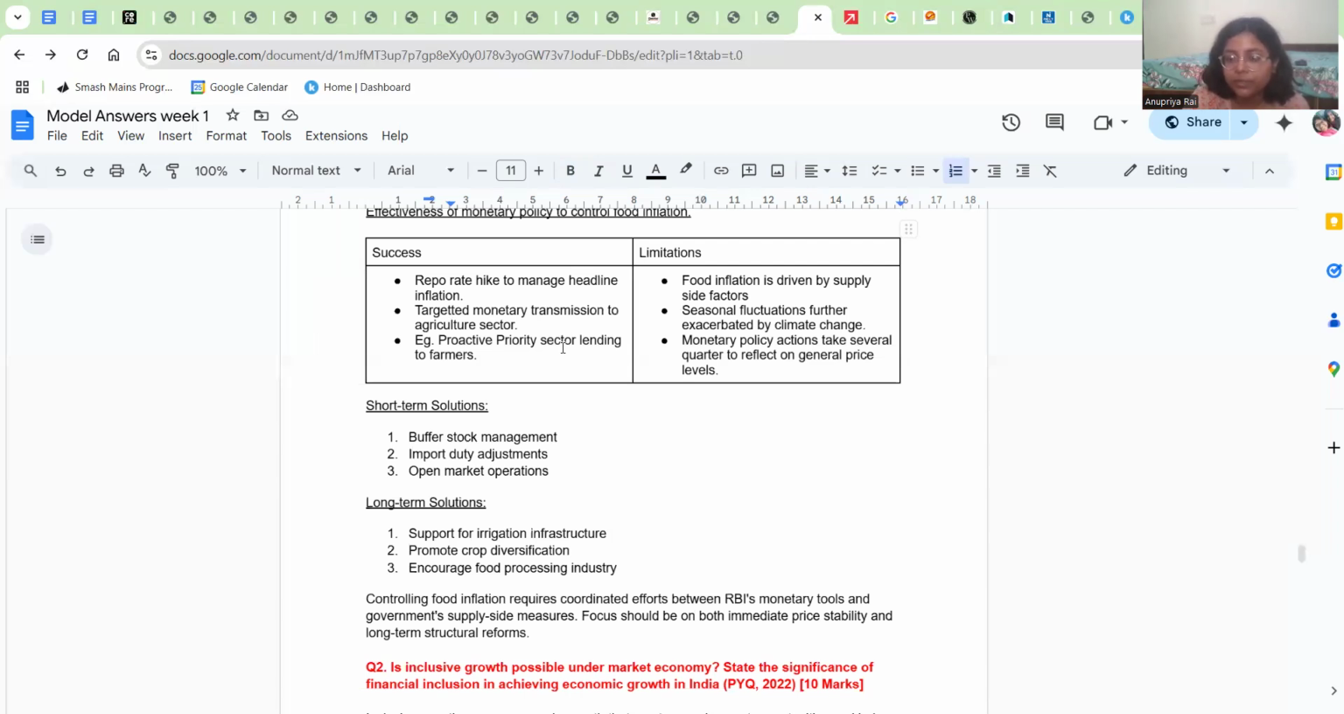inflation, food inflation particularly, is supply driven. Like we'll write that in limitation. Like food inflation is driven by supply side factors, seasonal fluctuation. Again, we have talked about why persistent inflation, global factors beyond the control of RBI. Try to write those points and say how RBI's monetary policy committee alone cannot do it.